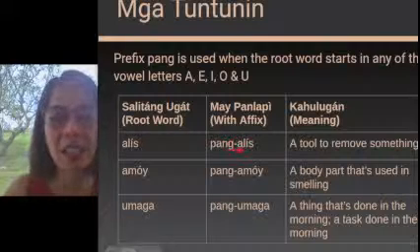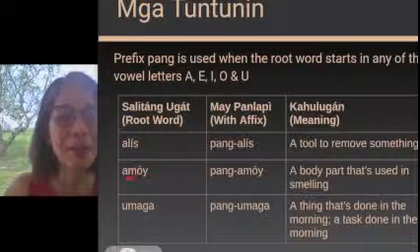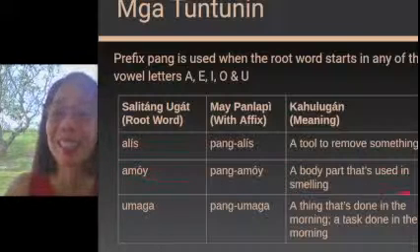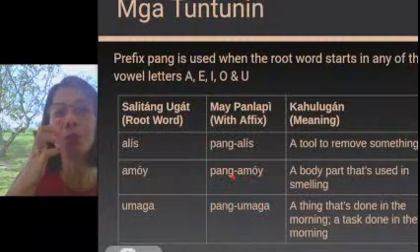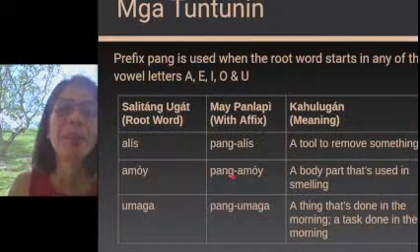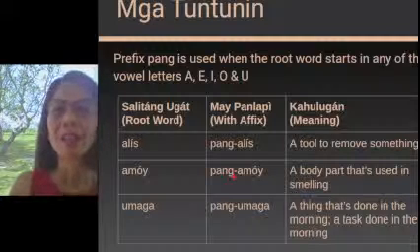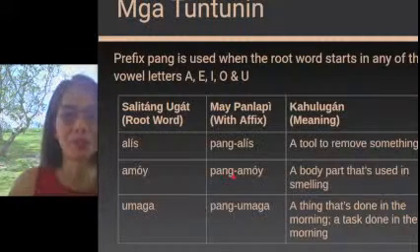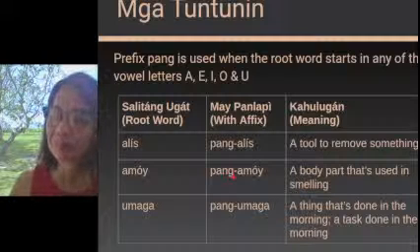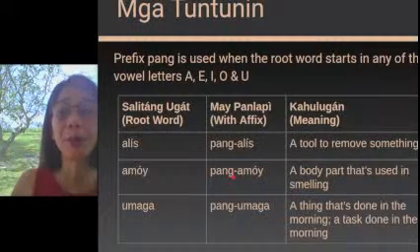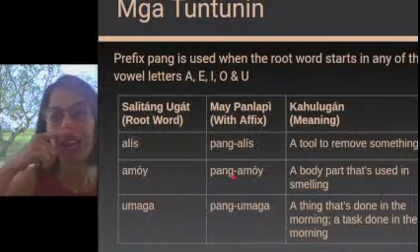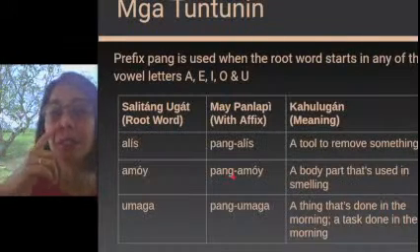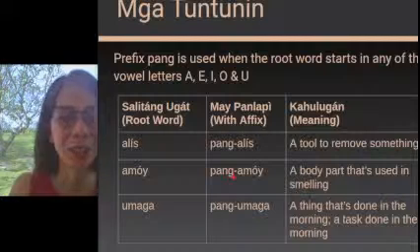Okay, pang-alis. And then amoy becomes pang-amoy. So it's a body part that's used in smelling. Pang-amoy refers to our nose. For example, with COVID patients, one of the symptoms of people suffering from COVID-19 is walang pang-amoy. So the sense of smell is lost, right?